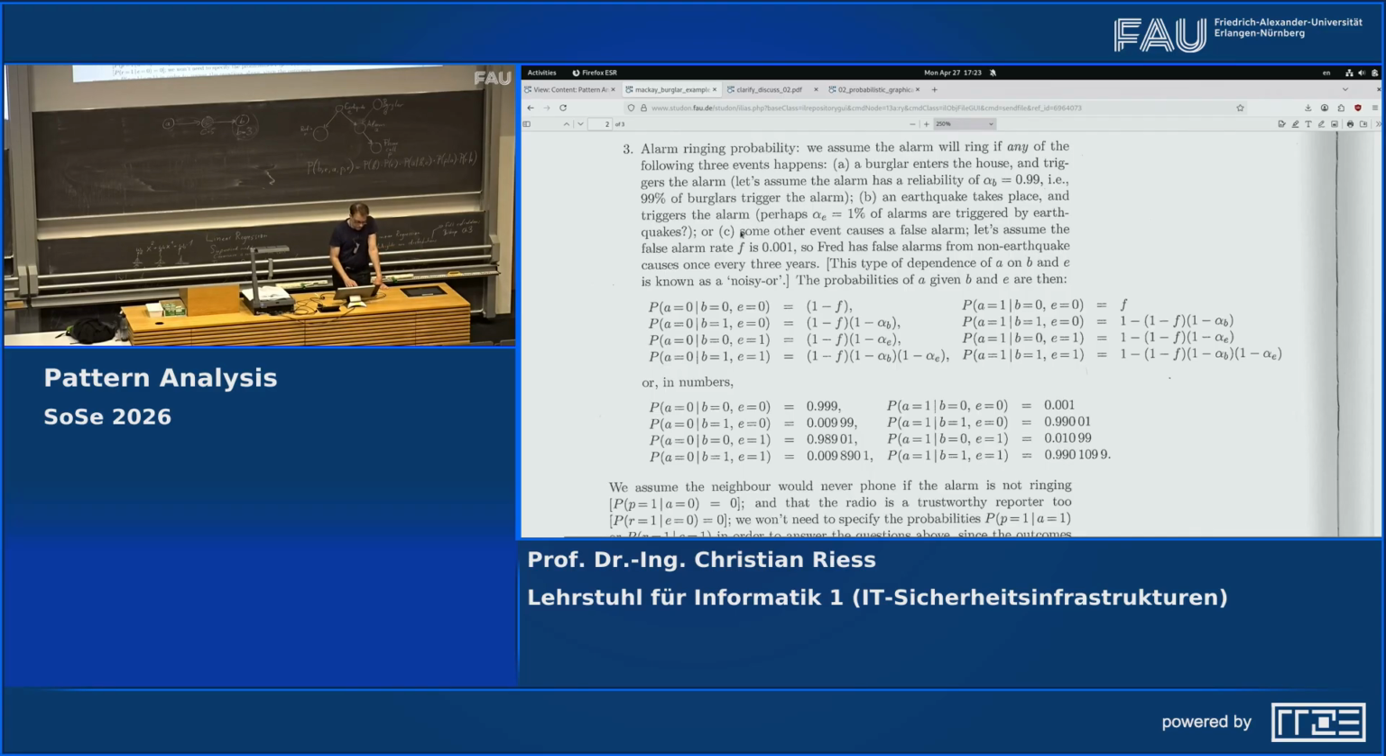Or possibility C, some other event causes a false alarm. Let's assume the false alarm rate is 1 divided by 1,000, so Fred has false alarms from non-earthquakes once every 3 years. Okay, this type of dependence of A on B and E is known as noisy OR. Okay, with this we can now start the calculations, and now it becomes clearer why this is called a brute force enumeration method.